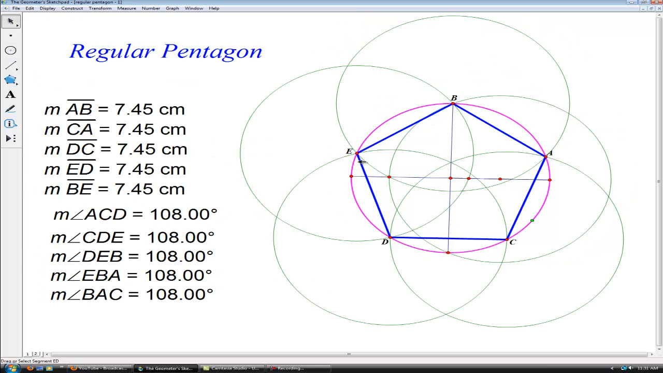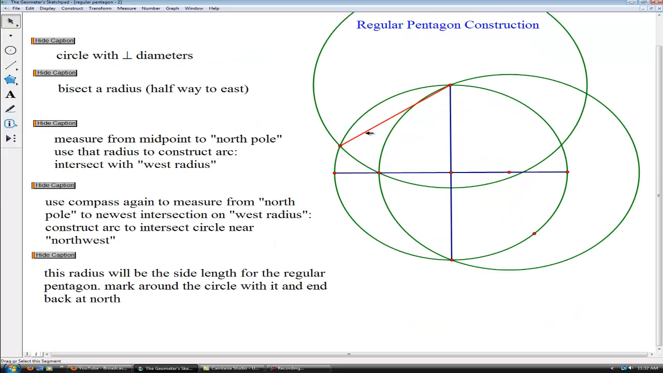Back here you can see that I did use a new circle to get this intersection, and then this was my center point, and I made another circle to get this intersection, and then this was my new center, and I did another circle to get point A, and I worked all the way back around using the compass. Again, here I'll just use rotation.